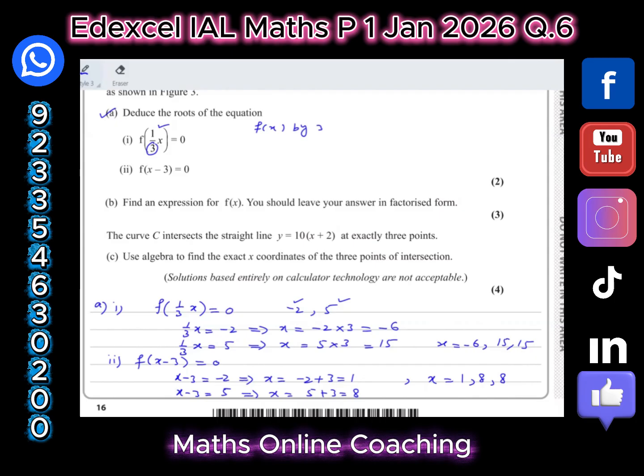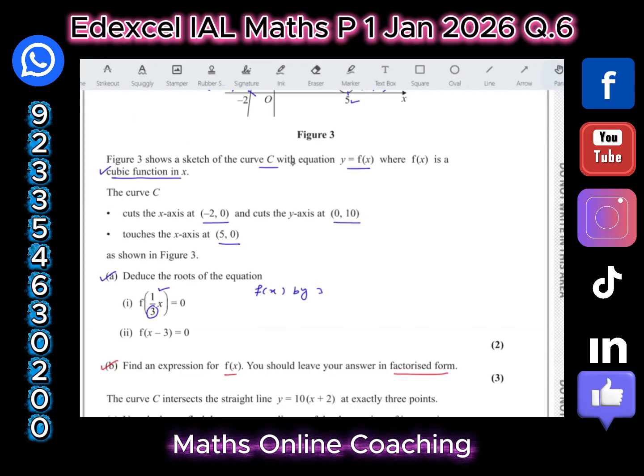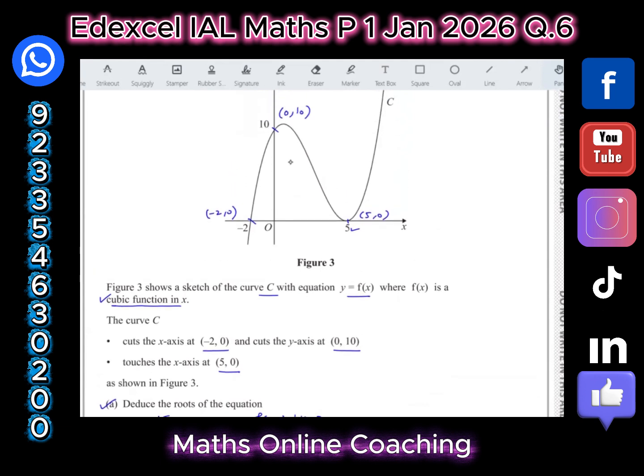Next is part B. Find an expression for f(x). You should leave your answer in factorized form. In part B, we have to write an algebraic expression for this curve f(x). f(x) has the roots -2 and 5.